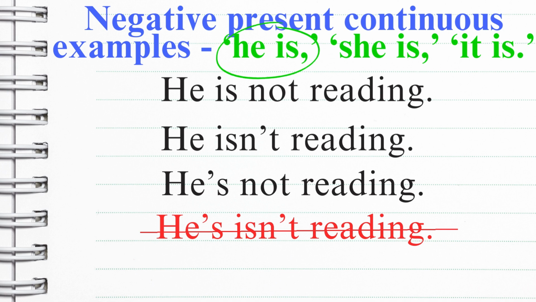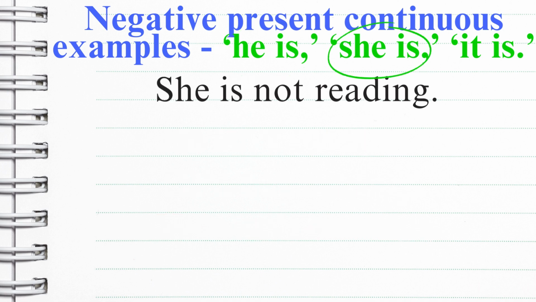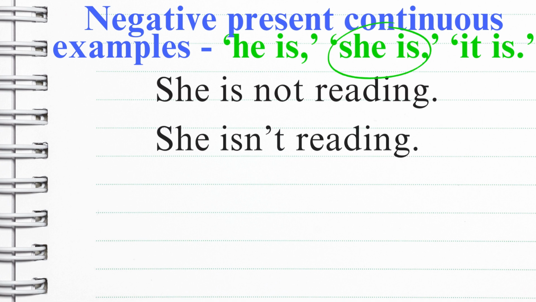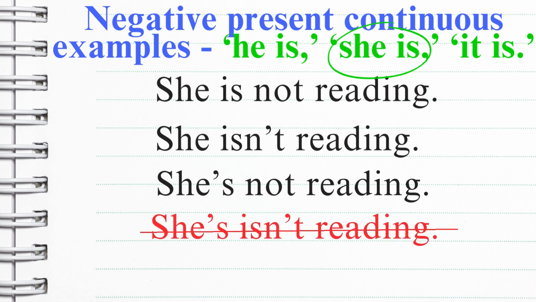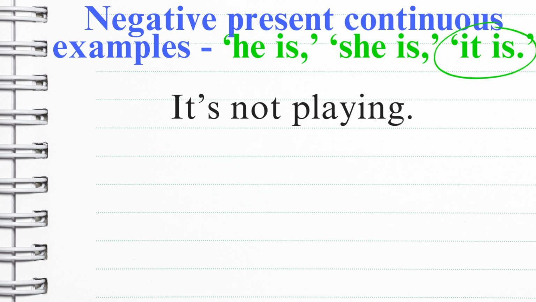Okay, so that's why we can't put those two contractions together in the last line, the red. So he is not reading, he isn't reading, he's not reading. They're all perfectly acceptable. I've done the same thing with she is not as well. So she is not reading, she isn't reading, she's not reading. But again, you can't say she's isn't reading because it's not grammatically correct.